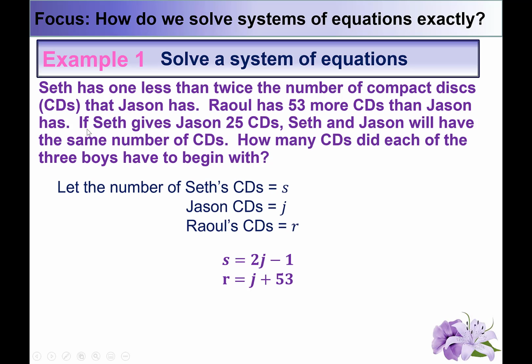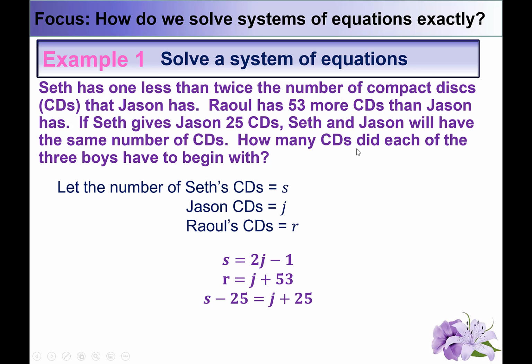Now let's move to the next one. If Seth gives Jason 25 CDs, we're taking the number that Seth has and subtracting 25 because he's giving them away. So S minus 25. And he's giving them to Jason, so Jason's getting 25 more, so that'll be J plus 25. Then Seth and Jason will have the same number of CDs. So S minus 25 equals J plus 25.